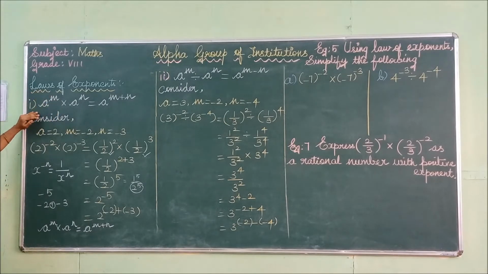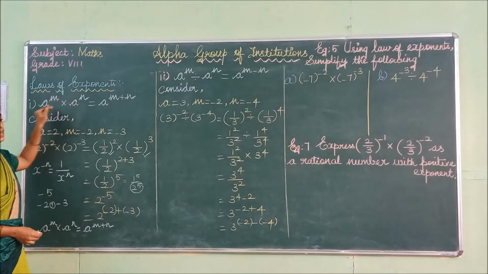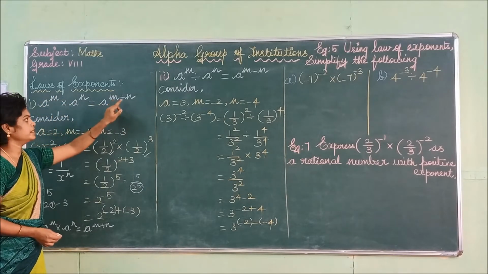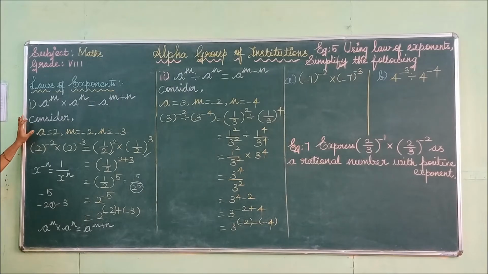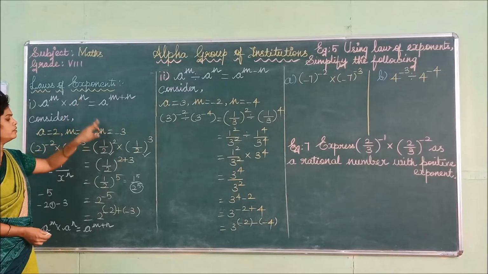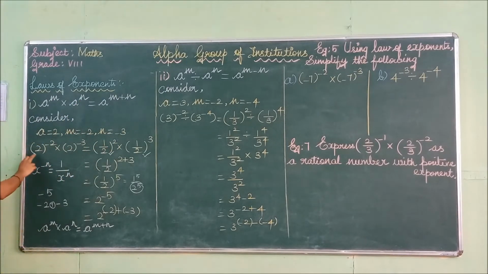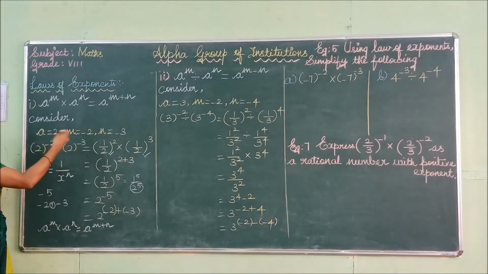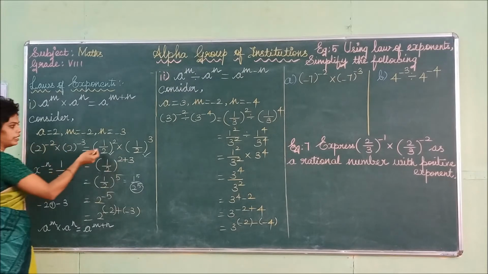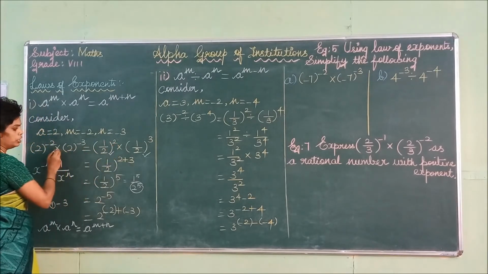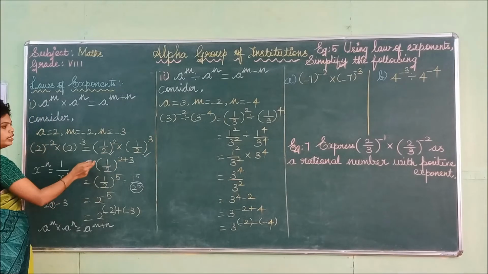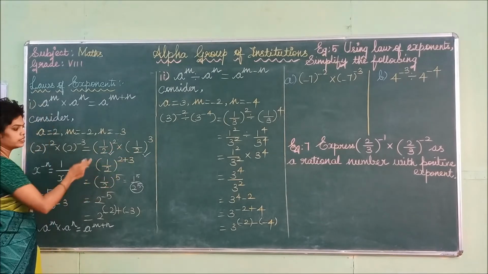So listen carefully. Laws of exponent. Our first law is a power m into a power n. Both the bases are same. You can add the powers. Here the powers are m and n. So m plus n. I am taking one example to prove this law. So consider a which is equal to 2, m which is equal to minus 2 and n which is equal to minus 3. Apply this. So 2 to the power minus 2 into 2 to the power minus 3, which is equal to. So this negative value can be rewritten as 1 by 2 whole power 2 into 2 to the power minus 3 can be represented as 1 by 2 whole power 3. So if bases are same, you can add the powers, 2 plus 3.